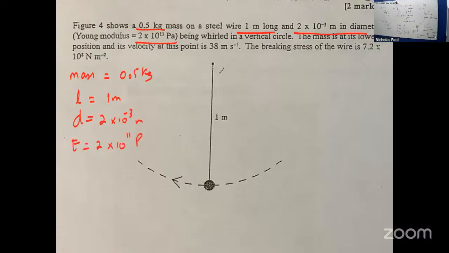And they told you it's moving in a vertical circle. So we have to remember some circular motion, right? I'll give you a little help because I see they give you some speed later on, I think. Centripetal force is this formula, right? I've just given it back in case you forgot. They also gave us the velocity and they gave us the breaking stress.